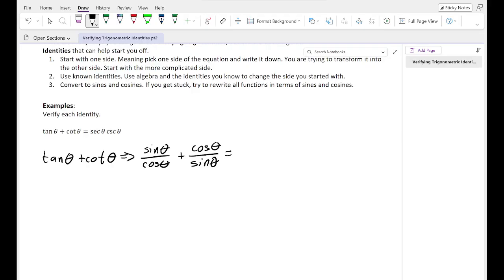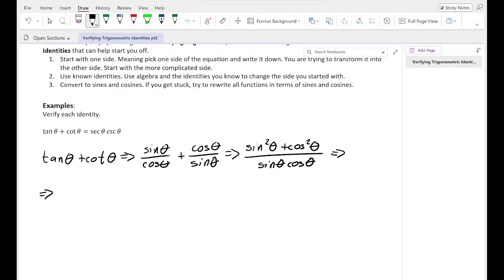Nice and easy. Next, I'm going to get a common denominator, which is just going to be sine cosine. So when I get a common denominator for these two fractions, I'm going to end up with sine squared theta plus cosine squared theta over sine theta cosine theta. It doesn't make a difference if it's sine cosine or cosine sine. I just like to go, typically it's in order sine then cosine. So I have that, and how am I going to work with this?